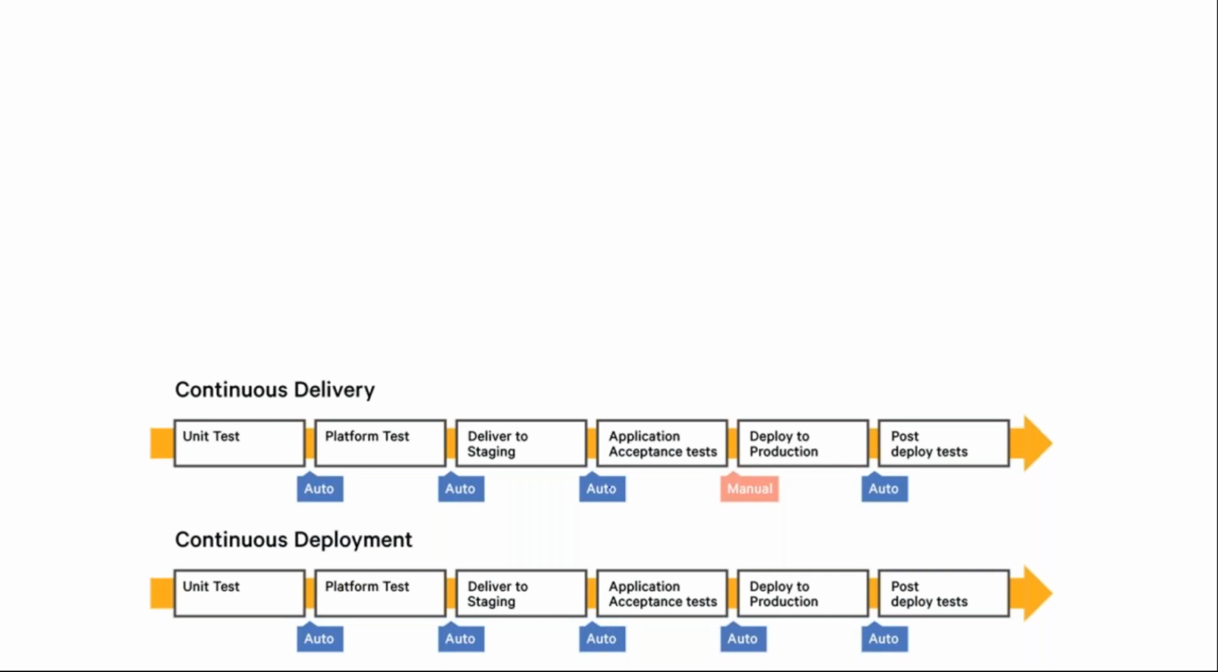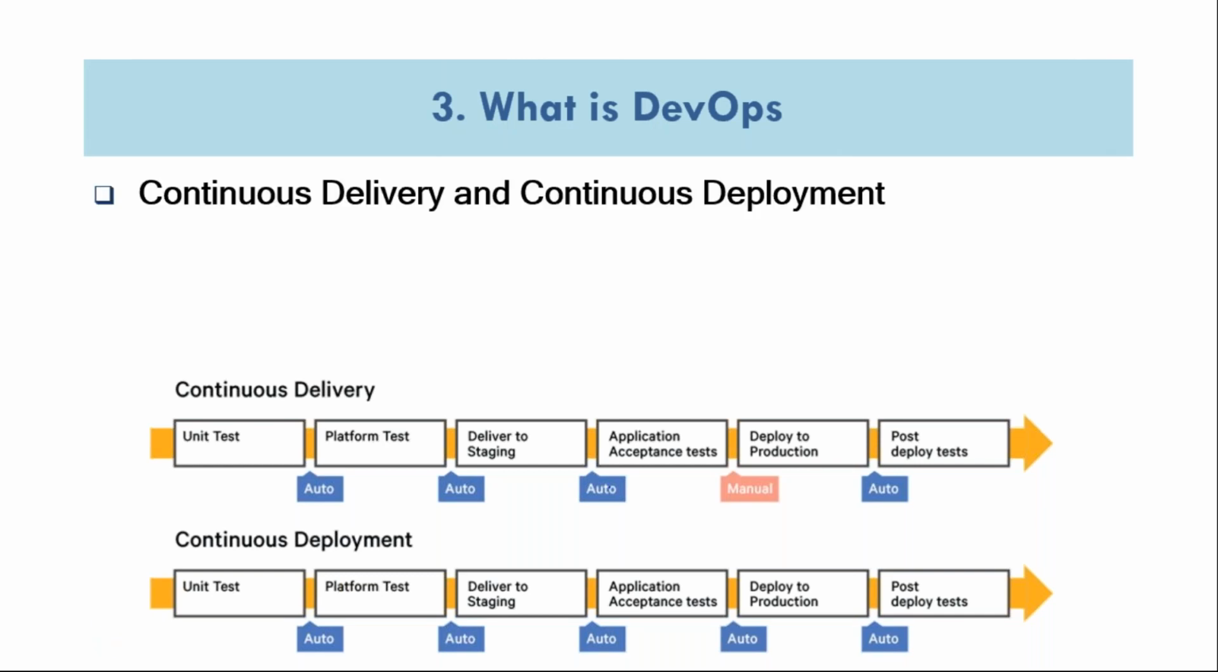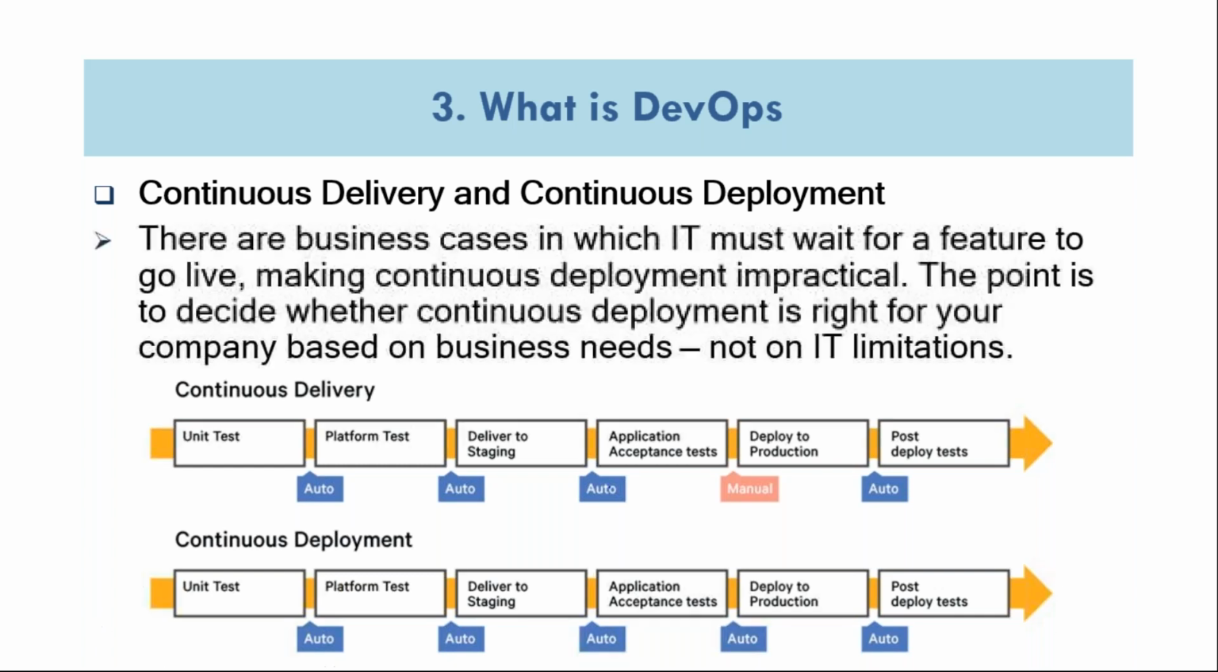If you look at continuous deployment, the unit test, platform test, everything is automated, even in production, from the user acceptance test to the deployment to production. There is no manual intervention. Nobody is looking at those things. Then it is continuous deployment. This is not a preferable option, but it is also possible to work with in DevOps. So in continuous delivery, only one phase is not automated, the step going towards production.